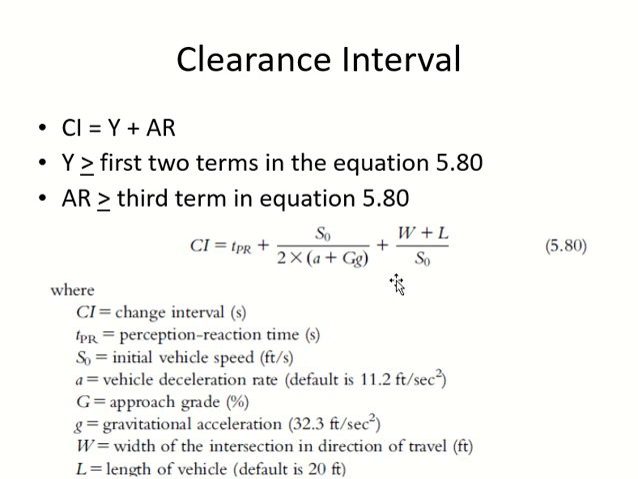A is the deceleration of the vehicle. We have a value for that, and so on and so forth. This equation gives you a minimum. The actual can be more than this. But keep in mind, the first two terms are the minimum for yellow. The last term is the minimum for all red. L is the length of the vehicle. We have a standard for that as well. Capital G is the gradient of the road from where the vehicle is coming.